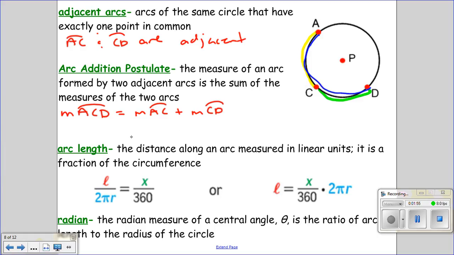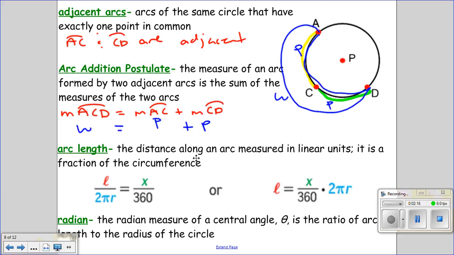So similar to segment addition and angle addition, part plus part equals whole. This is a part, this is a part, and this from here to here is whole. Part plus part equals whole.